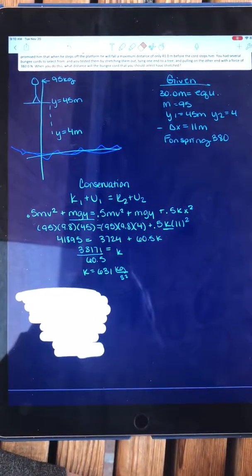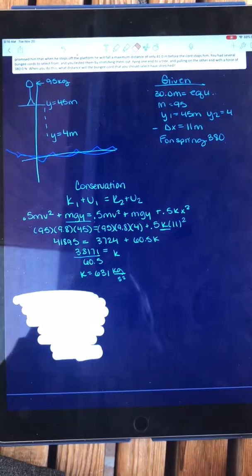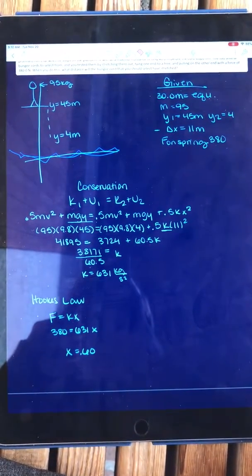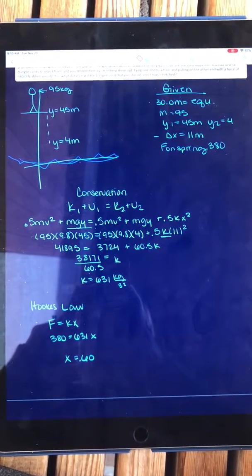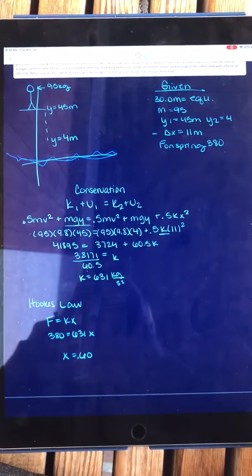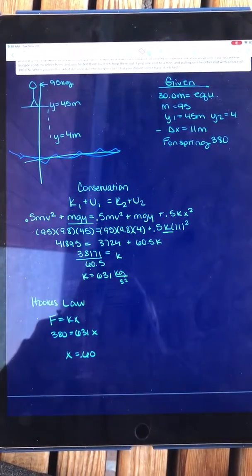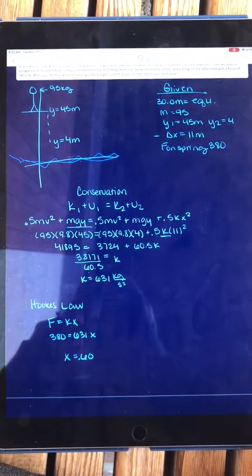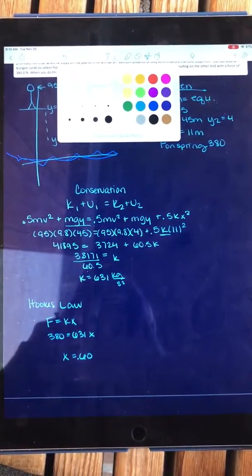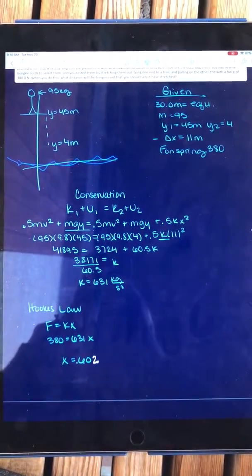So what we need to do after we solve for K here, which gives us 631 kilograms per second squared, is we can put that into Hooke's law. And Hooke's law states that given a force of whatever magnitude, there's going to be a force equal and opposite, pulling it right back to equilibrium. So we have 380 newtons. We can divide 631 kilograms per second squared into that, and we'll come out with x equals 0.602, and there we go.